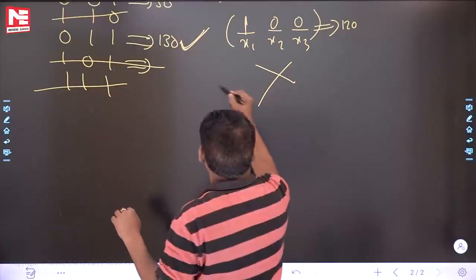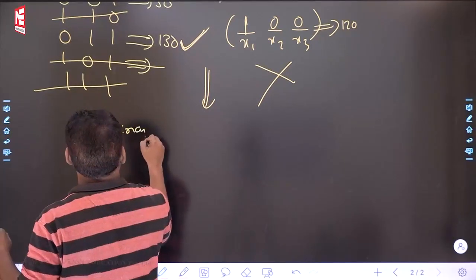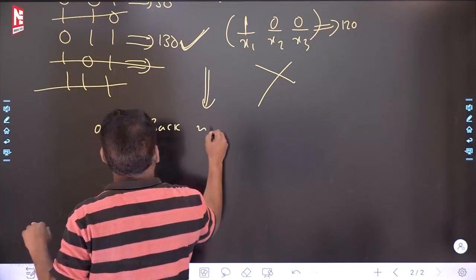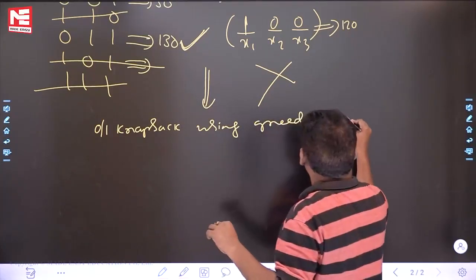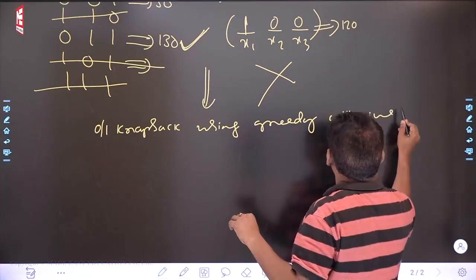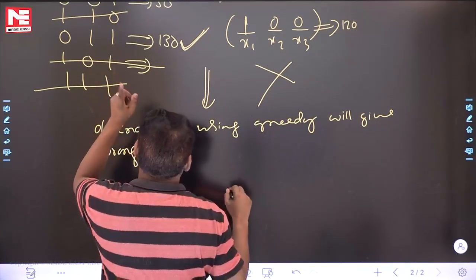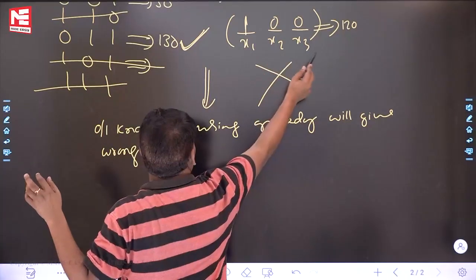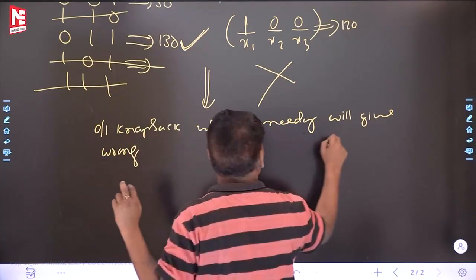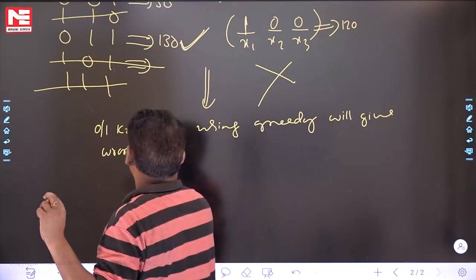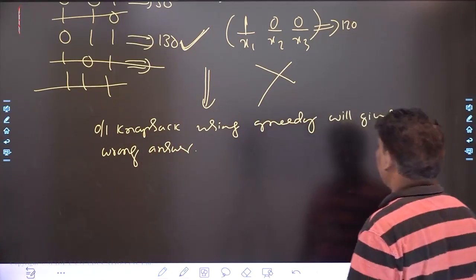Let me write now. 0/1 knapsack using greedy will give wrong answer. Means sometimes, maybe. See, it fails in one place only. For this problem, greedy is giving 120, but the actual answer is 130. One time wrong only. 0/1 knapsack problem using greedy will give the wrong answer.